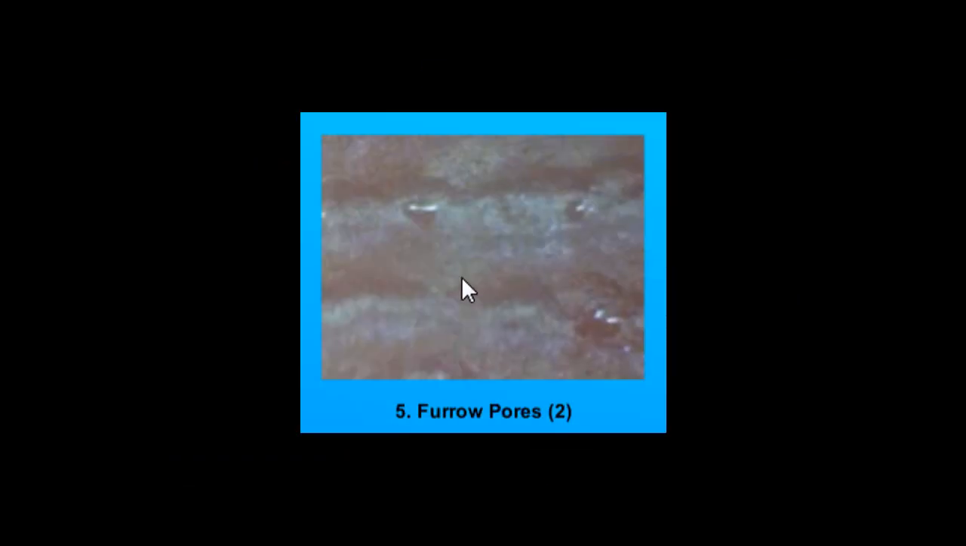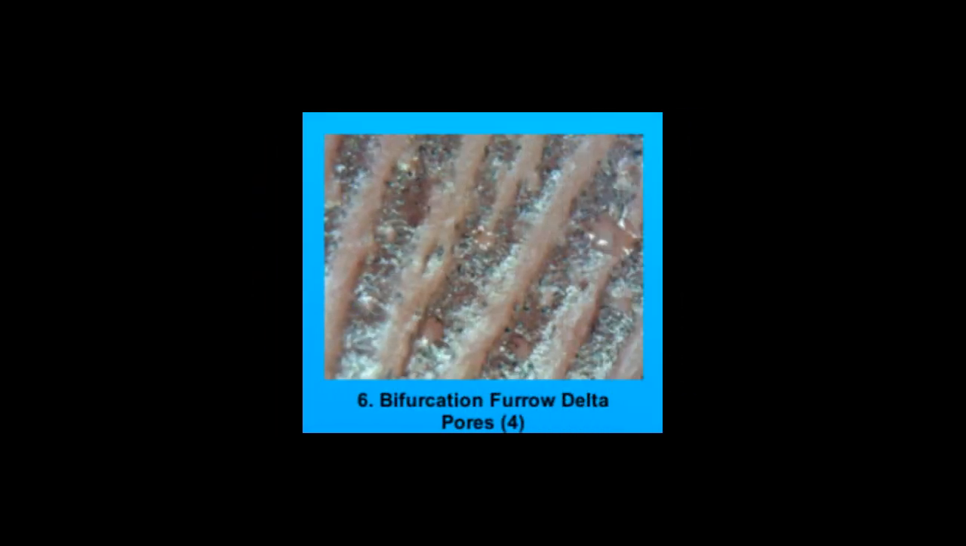You'll be documenting active pores, and in this case you can actually see the reflection from the LED lights in the fluid of the pore. You'll be recognizing and documenting pores that exist in the furrows, which are between the ridges. And finally, you'll be documenting the bifurcation furrow delta pore, which is at the exact point where the ridges diverge in a bifurcation.